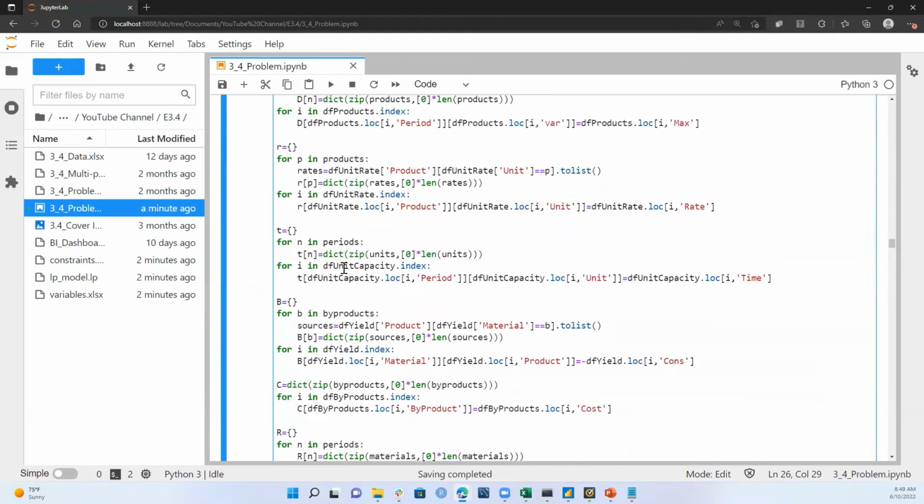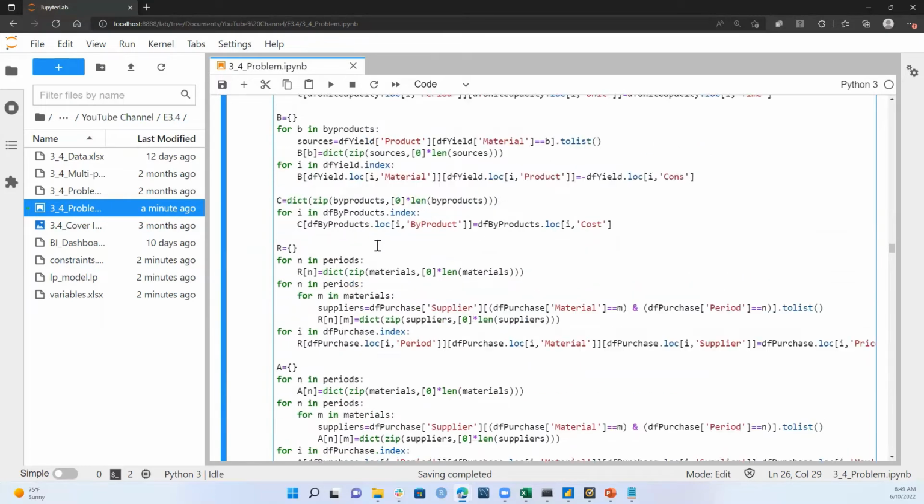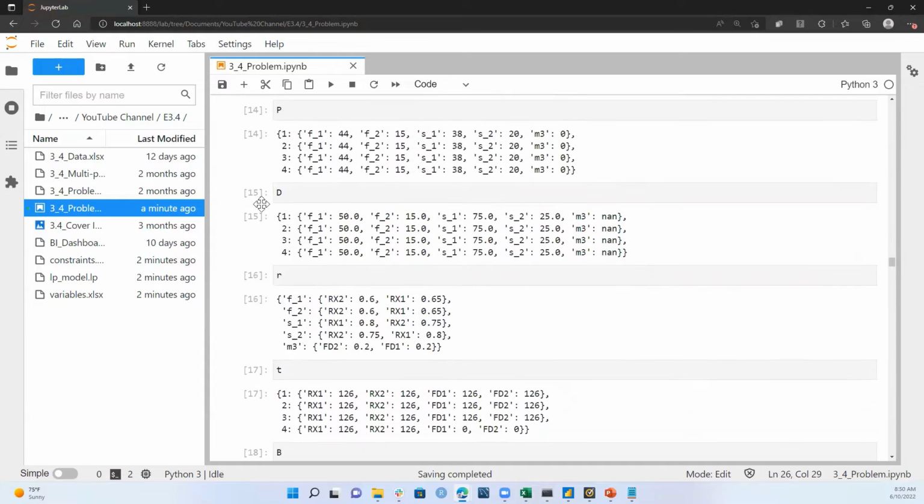And we go through and do something similar for each of these. I'm not going to go through each of these because it's very similar code. But what you end up with down here are all your parameters. So D for each period, 1, 2, 3, 4, the maximum demand available for each of these different products. Into each, so again, F_1, F_2, 15 and 50 is the maximum demand.